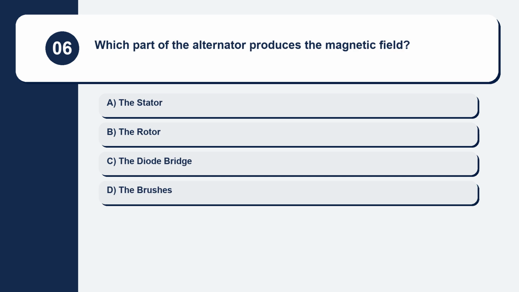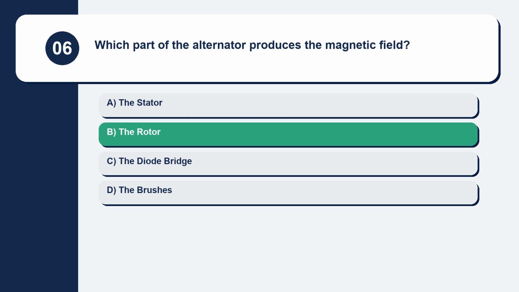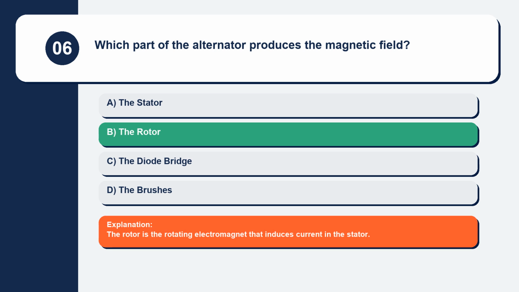Question 6. Which part of the alternator produces the magnetic field? The stator, the rotor, the diode bridge, the brushes. The rotor is the rotating electromagnet that induces current in the stator.